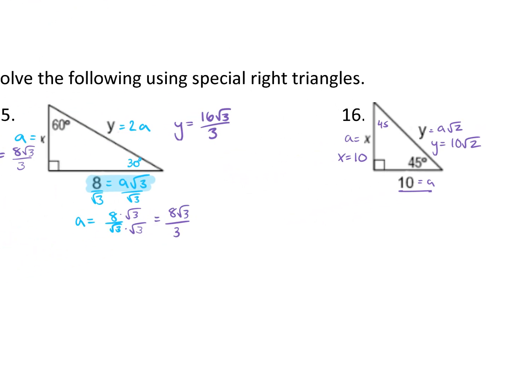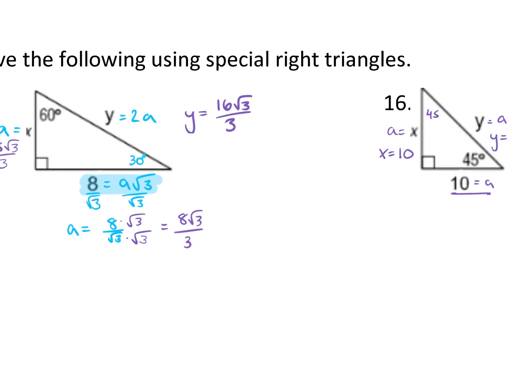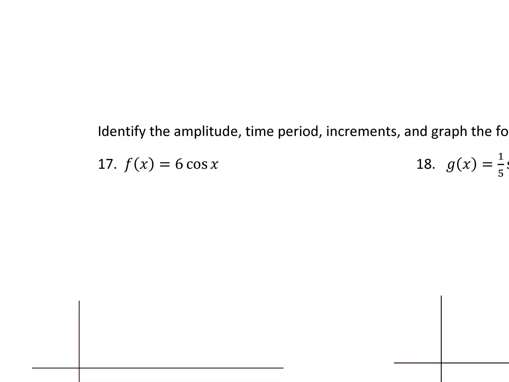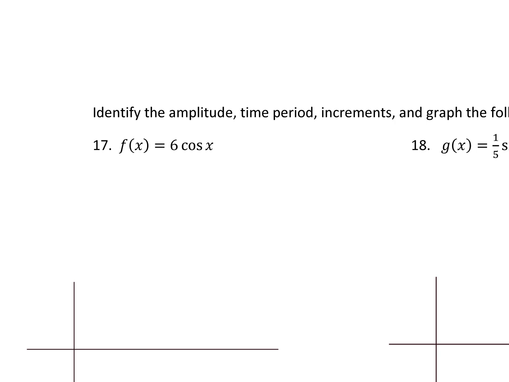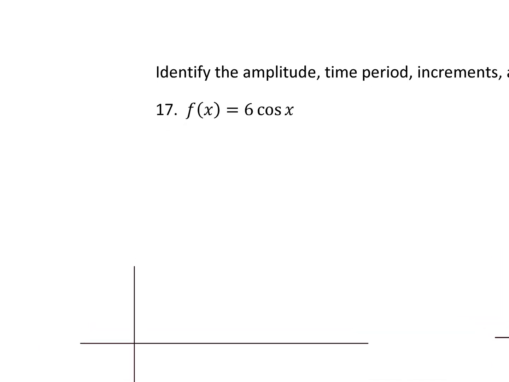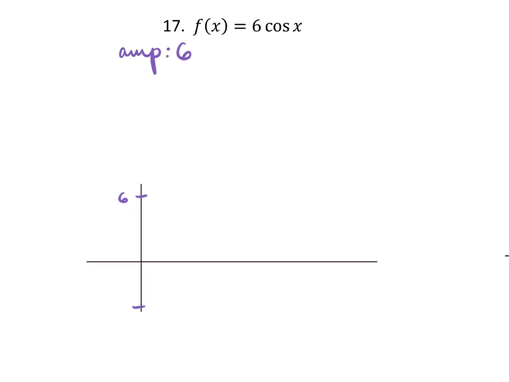Can you go back to 2? All right, 17. Here we need to identify the amplitude, time period, increment, and graph. So first, we can identify our amplitude. What would our amplitude be? 6. Awesome. Which means our graph is going to go up to 6 and down to negative 6.